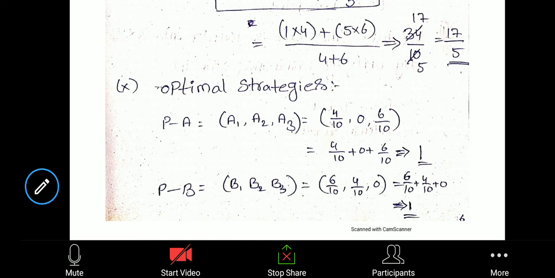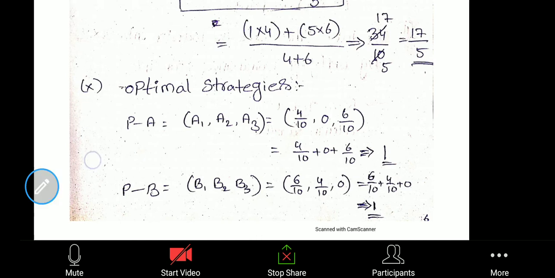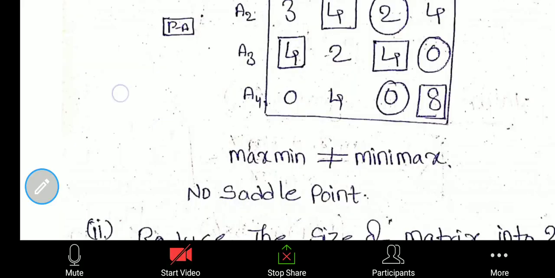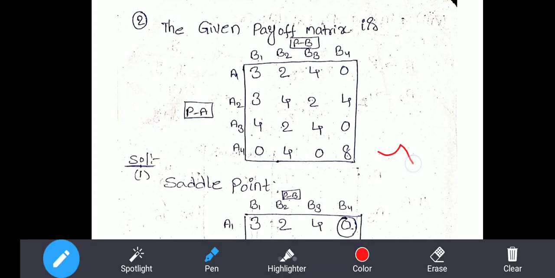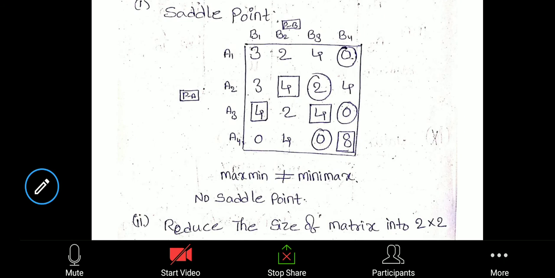The next problem we will do is another problem, with a different case, where the third condition will also be used. The matrix given is a 4 by 4 matrix here. First we will try to find the saddle point for this problem. So we are trying to find the saddle point.